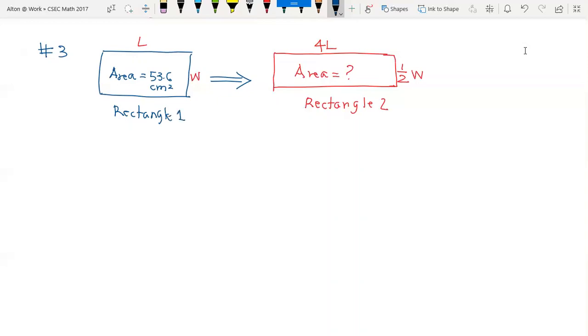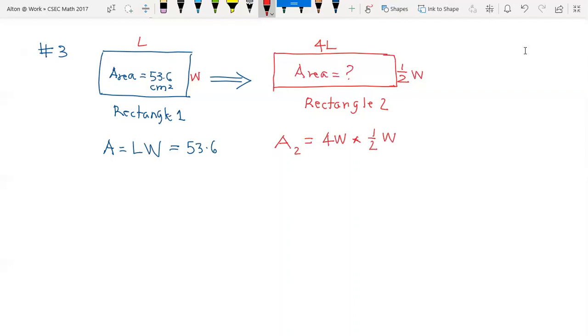So the area, we know here, area is length by width, LW for short, and we know this area is 53.6. Now let us work out the new area of rectangle 2 after the adjustments. So area here, let's call it area of rectangle 2, will be length, which is 4W, multiplied by our width, which is half W.